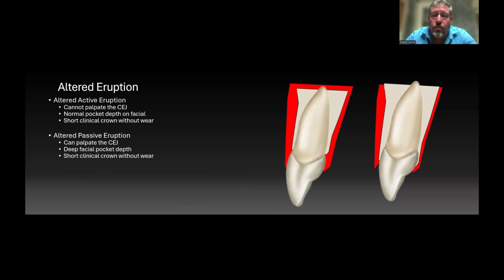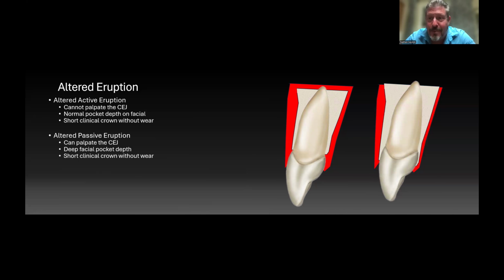The next one is altered passive eruption. And this is where you can palpate the CEJ, but there's a lot of gum tissue right there, right? And the gum tissue never receded like it should have. These are great gingivectomy cases too. This is where a gingivectomy will work. These other ones, with altered active eruption, you need to do some type of either aesthetic or circumferential crown lengthening.